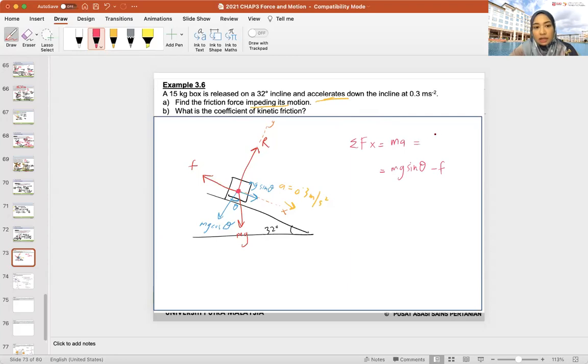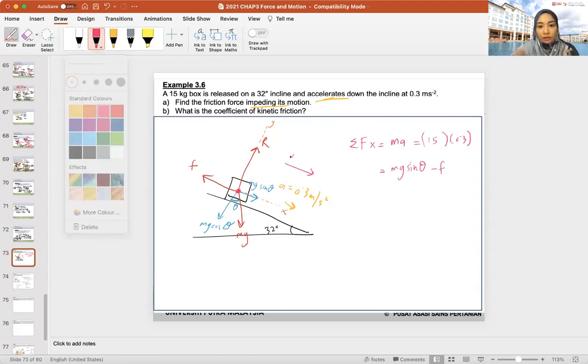So this guy is equal to 15 times 0.3. Why is it positive? Because I am assuming this way is positive. Kalau saya nak cakap to the right is negative, boleh juga, but you have to keep it, semua benda yang ke kanan negatif lah. Maksudnya kat sini mg sin theta pun kena negatif. Jadi friction jadi positif. This is if you choose to the right to be negative. You can do that if you want. But let's not make our life harder. So kita akan choose this as positive.